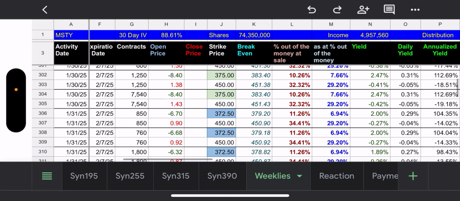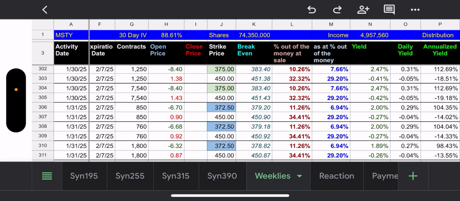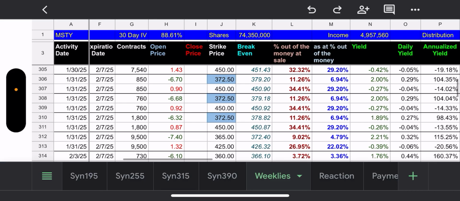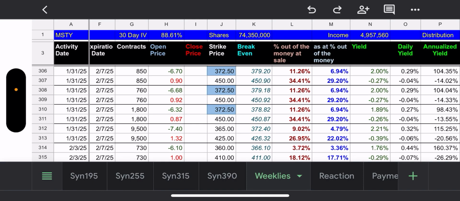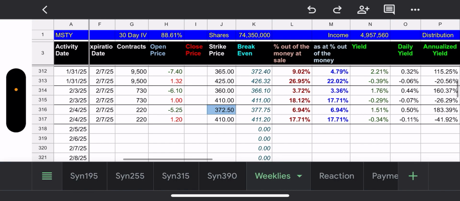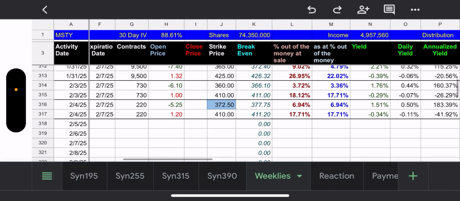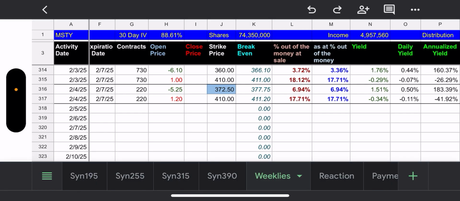That's pretty good. Then we got, again, I'm not playing the math game, but it's like 8,790, whatever, 375 contracts, 7.66% out of money. Then a whole bunch more of 372.50s, about 3,000 worth of 372.50s again, and we said that was 6.94% out of the money. Then we got 9,500 contracts at 365. That's 4.79% out of the money. 730 contracts at 360. That's 3.36% out of the money. That's probably the lowest strike we got.